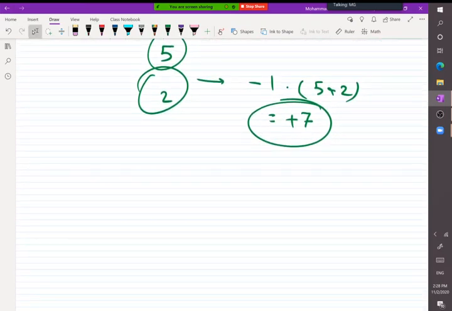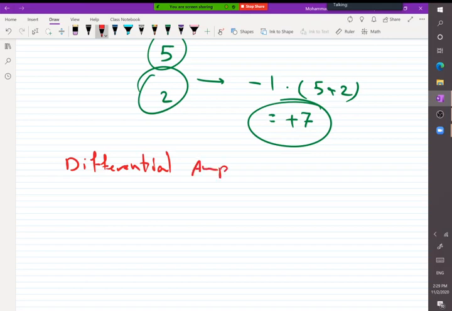The next circuit is the differential amplifier. Or we can call it a subtractor.